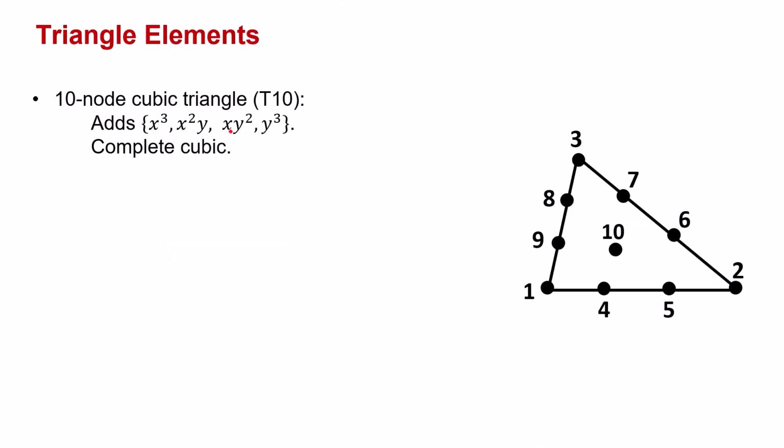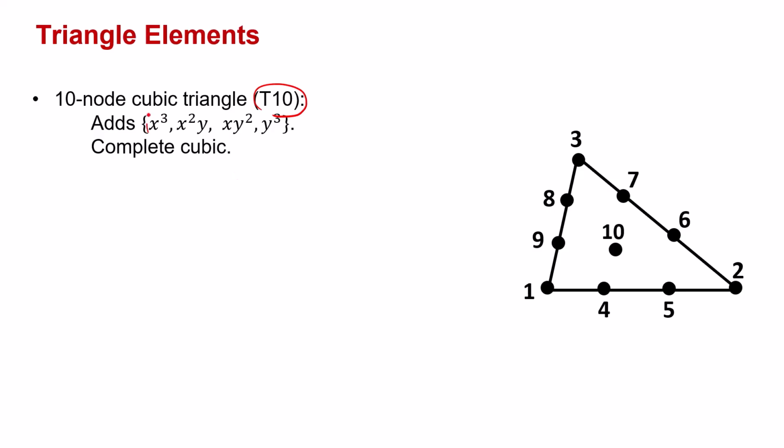We can continue this progression to higher order triangular elements. Here we have the 10-node cubic triangle or T10 element. This element includes cubic polynomial terms in addition to the lower order ones.